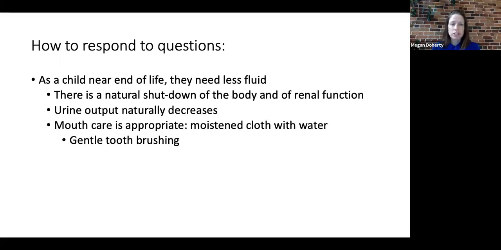Again, to respond to these questions, we should share that as a child nears the end of life, they need less fluid. Their body is naturally going into a shutting down phase, and there's reduction of their renal function. We know that urine output naturally decreases at the end of life. And the best things to do are to provide appropriate mouth care, moistening with a cloth with water, and gentle toothbrushing.